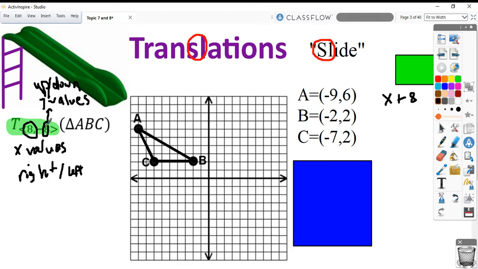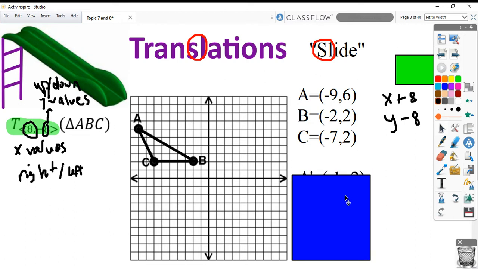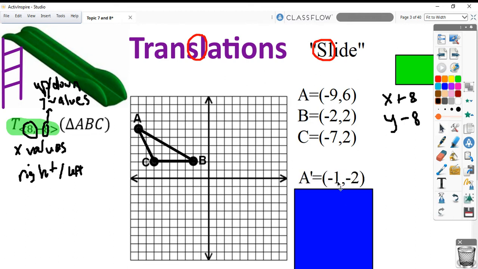Similarly, if we're going -8 units in the y direction, that means we're going to take all of our y values and subtract 8. All right? So if we're adding 8 and subtracting 8 from our x values and y values, that's going to move us to -1, -2.